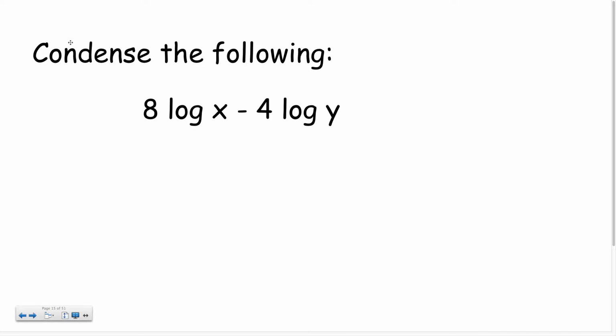We've looked at expanding logs, meaning making them a whole lot bigger. Now on page 7, we're going to start condensing them, which would mean we're going to make them smaller. So we're going to be given the big version, we want to make it smaller. To do the condensing, first thing I'm going to notice are the numbers out in front, which when we expanded them meant that they were exponents. So those numbers out in front are going to need to go backwards and be exponents.